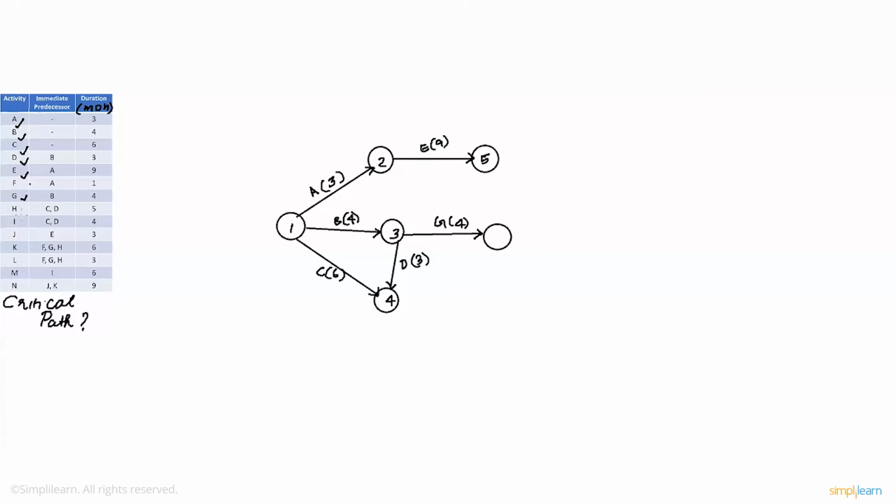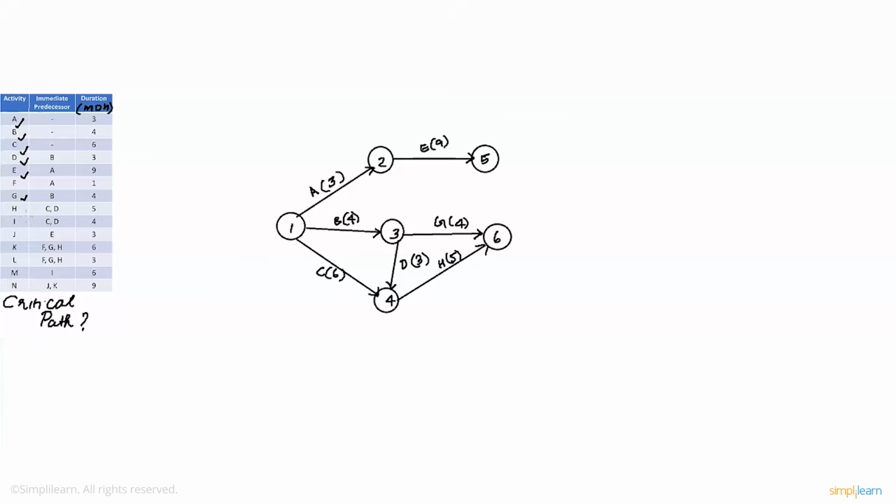Now H. H is a combination of both C, D, which means its origin point comes from here. So whose origin point is the node 4? Both H and I originate from the node 4. So as we can notice here, F, G, and H both act as immediate predecessors for K and L, which means at some point they all need to unite, which is exactly here at node number 6. So let's combine H and G. Which has a duration of 5.